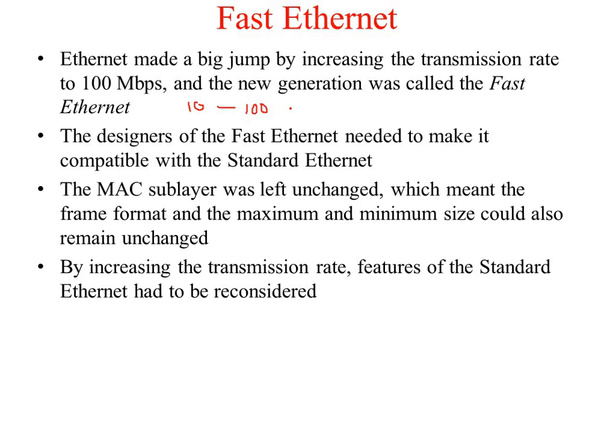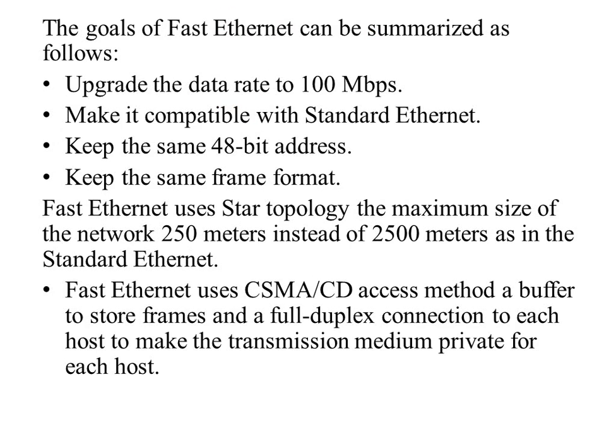For that purpose, they have to consider the MAC sublayer left unchanged, that means frame format, maximum size and minimum size remain unchanged. The only thing you have to increase is the transmission rate, while keeping the standard features of standard Ethernet. So the goal of fast Ethernet is to upgrade the data rate from 10 Mbps to 100 Mbps and make it compatible with the standard Ethernet.